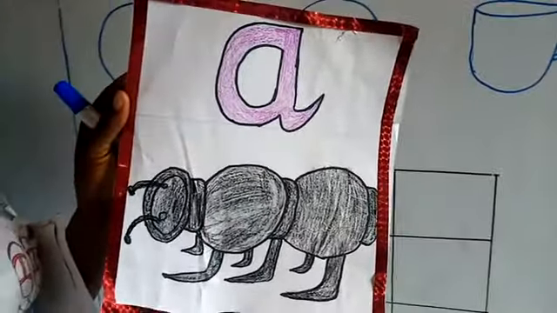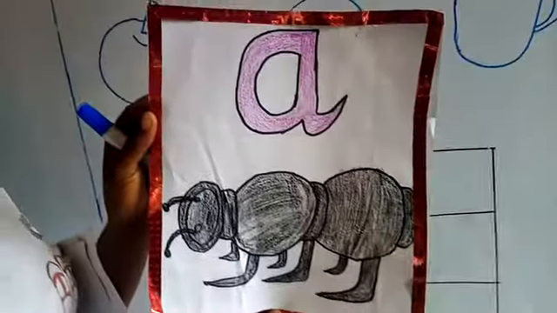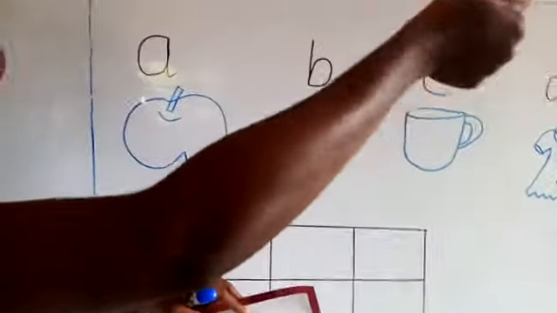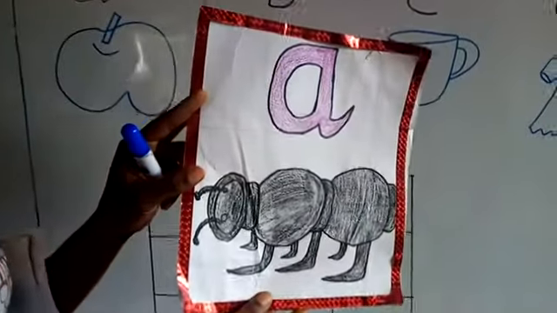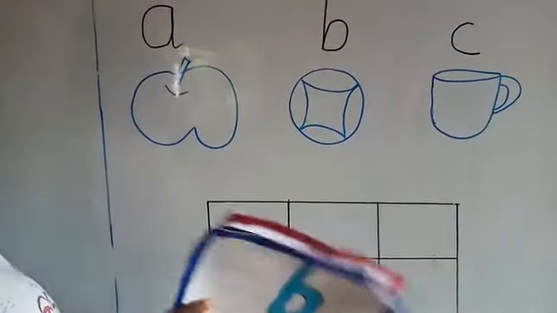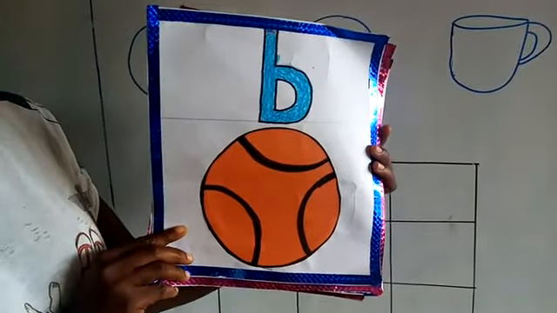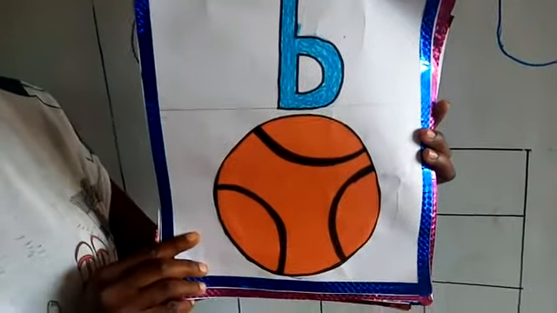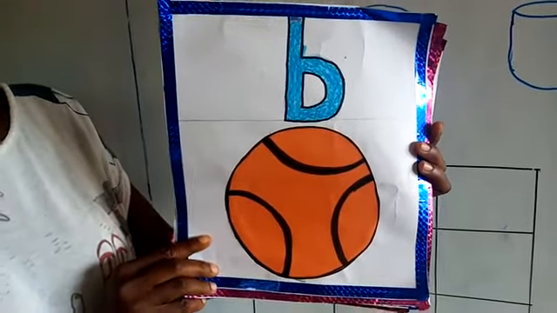Ant. Say that after me. Ant. Ant. Beautiful. Ball. Ball. Say that after me. Ball. Good. Beautiful.